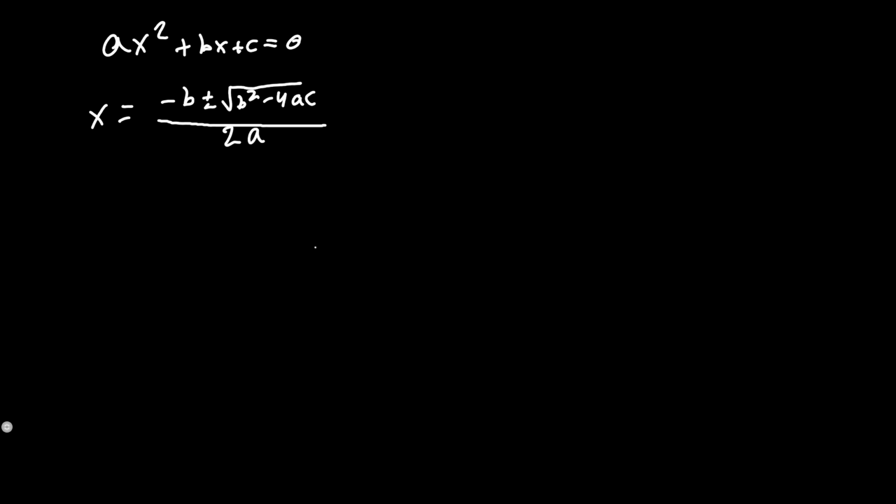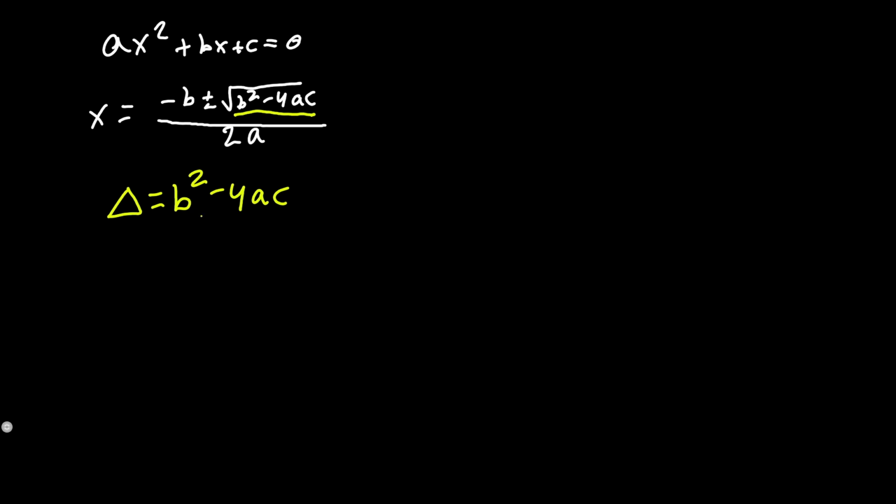So what would you think the discriminant is for the polynomial? Well, the discriminant is whatever is inside the square root because it determines how many solutions the polynomial can have. So the discriminant delta is equal to b squared minus 4ac.